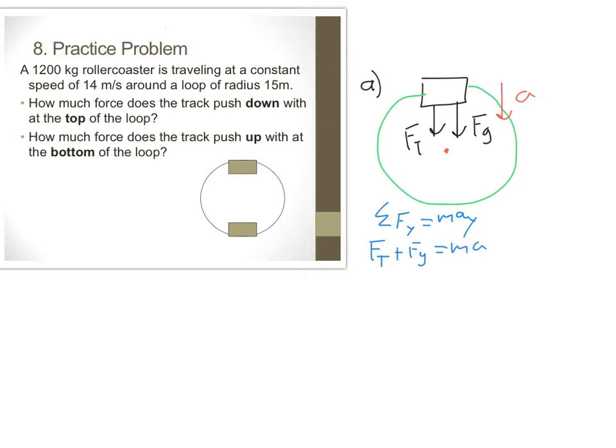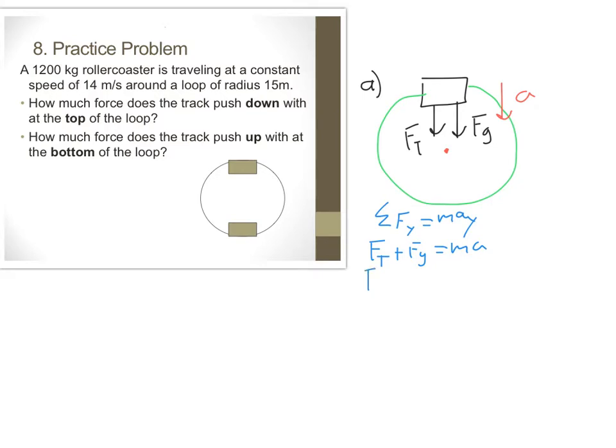Now you certainly could change the signs of those. What I did is I just said down was the positive direction, and so both forces going down are positive and our acceleration going down is also positive. If you wanted to make them all negative, that would be valid as well.